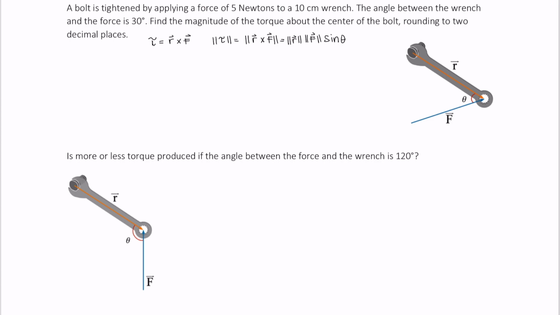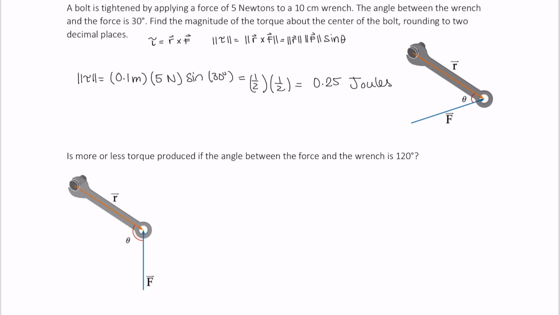All right, so the magnitude of the torque in this case is equal to the length of the wrench, which is 10 centimeters, so 0.1 meters, times the magnitude of the force, which is 5 newtons. Oh, excuse me, I forgot one thing. The sine between these, so the sine of 30 degrees. So 0.1 times 5, that's just 0.5, so 1/2, times the sine of 30 degrees, which is also 1/2. And we end up with 0.25 Newton meters, which is joules.